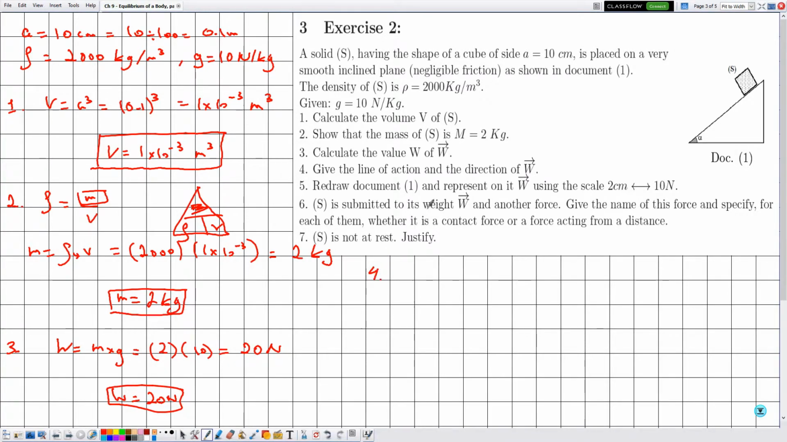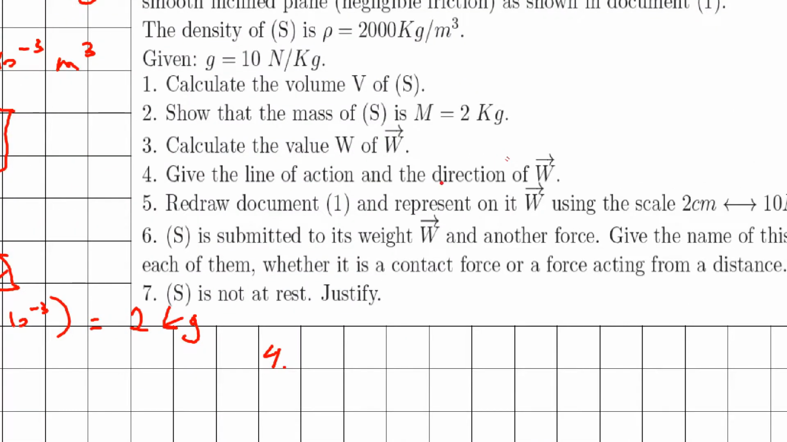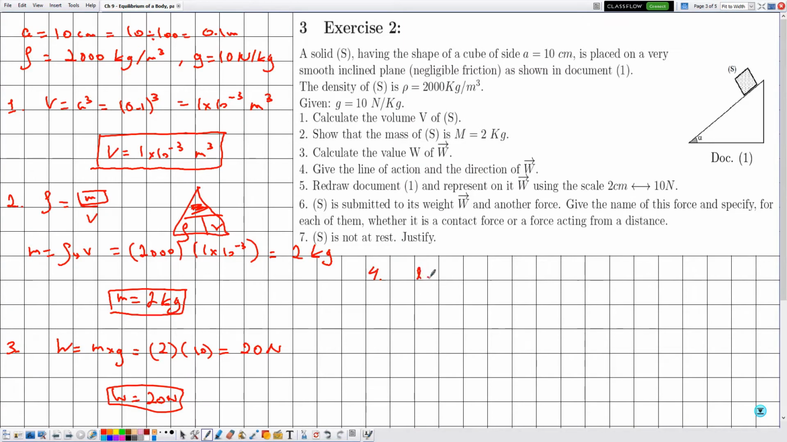Now in number 4, they are telling us give the line of action and the direction of W. So we know always the first 3 properties of the weight are fixed and they are scene independent. So the point of application will always be the center of gravity G, the line of action vertical, and the direction is downward, independent of the scene. So now they are asking us about the line of action and the direction. With no exception, the line of action is given by vertical, whereas the direction is given by downward.